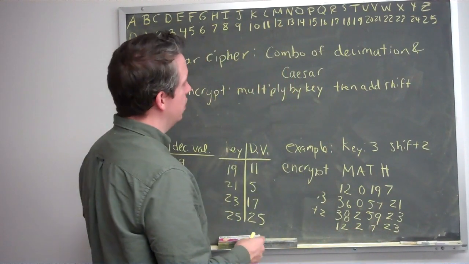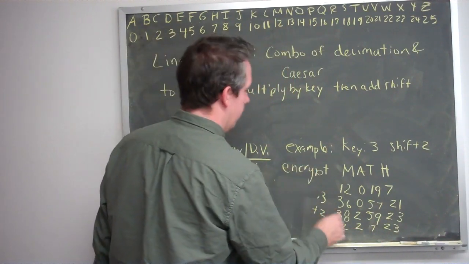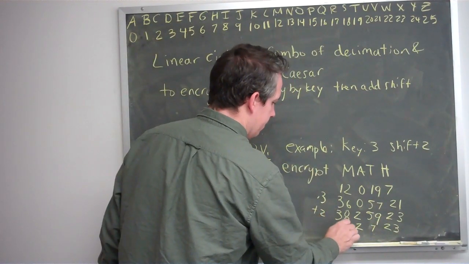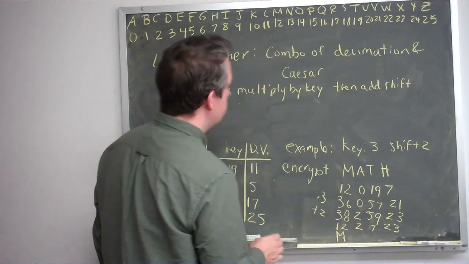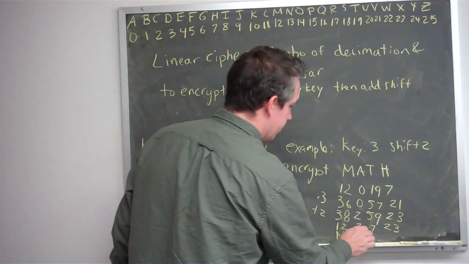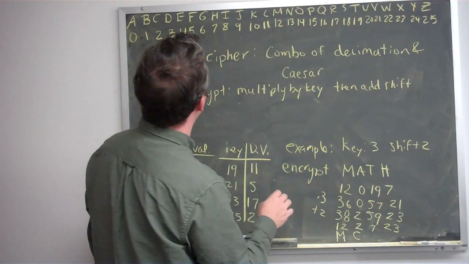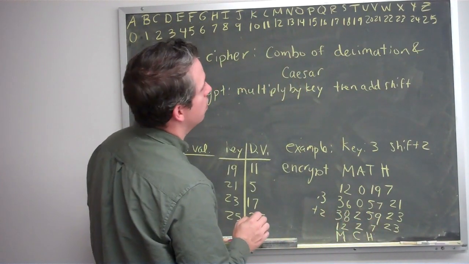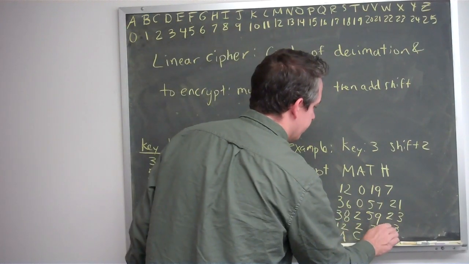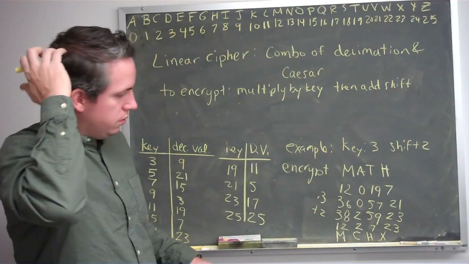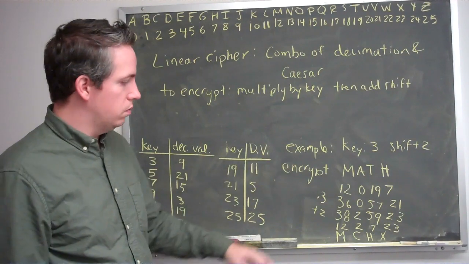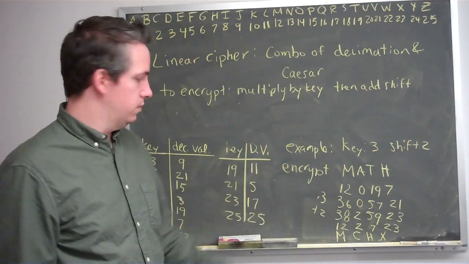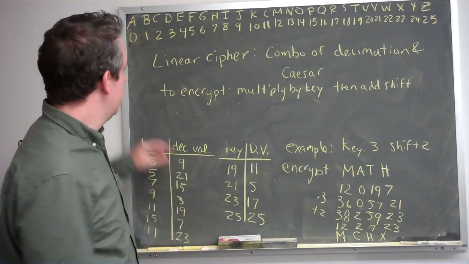And then I'm going to find the associated letters. 12 goes with M. 2 goes with C. 7 goes with H. And 23 goes with X. So math, when encrypted using the linear cipher, key 3 and shift 2, gives you MCHX. But what about to decrypt?